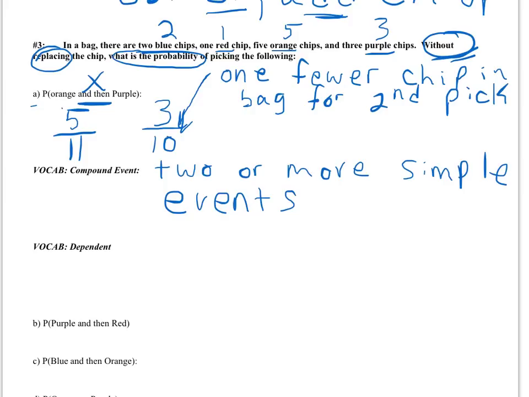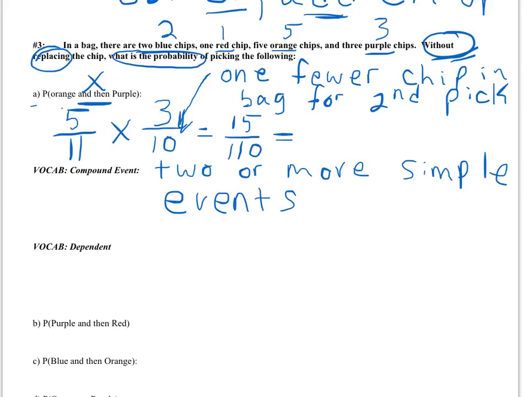Okay, one fewer chip in the bag for the second pick. Now, we already said you got "and," so we have to multiply these. What we're going to do is multiply these two probabilities. On your calculator, go ahead and multiply these, and then always make sure that your fraction is reduced all the way. Okay. So you may have gotten 15 out of 110.